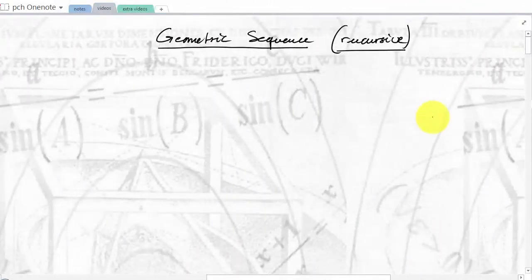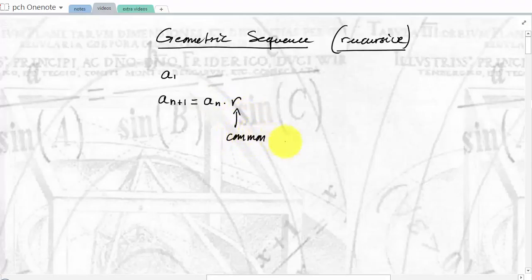Let's begin. So what is a geometric sequence? The recursive definition is very simple. You'll be given one term, and then the rule to go from one term to the next is to multiply by a constant ratio. This is called the common ratio. So for an arithmetic sequence, you add the same constant. For a geometric sequence, you multiply by the same constant. That is the recursive definition.